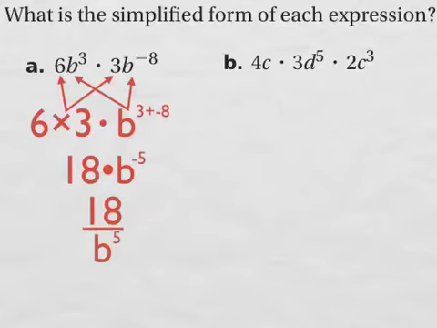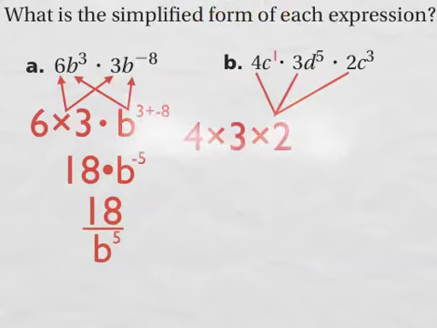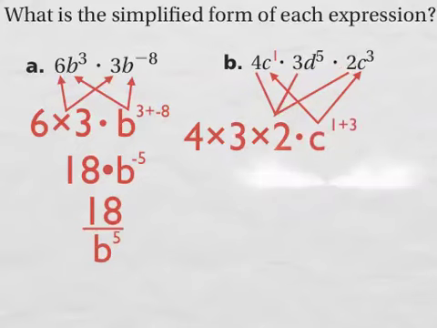First of all, the 4C would be to the first power. Remember, if there is no exponent, then it would be an understood exponent of 1. I'm going to multiply 4 times 3 times 2. And then I'm going to combine my C's. So C to the first power times C to the third power would be C to the 1 plus 3 power.